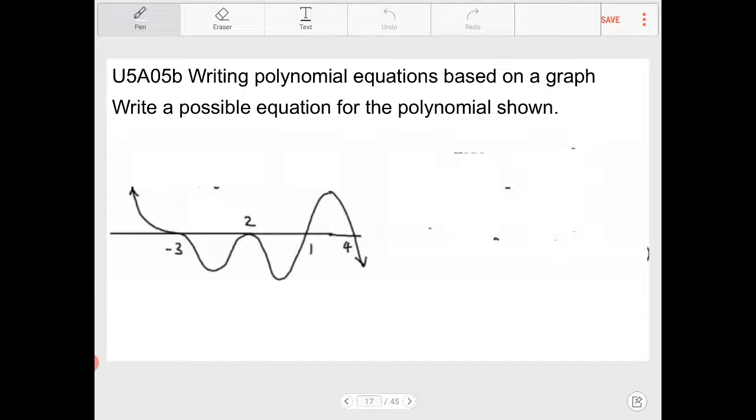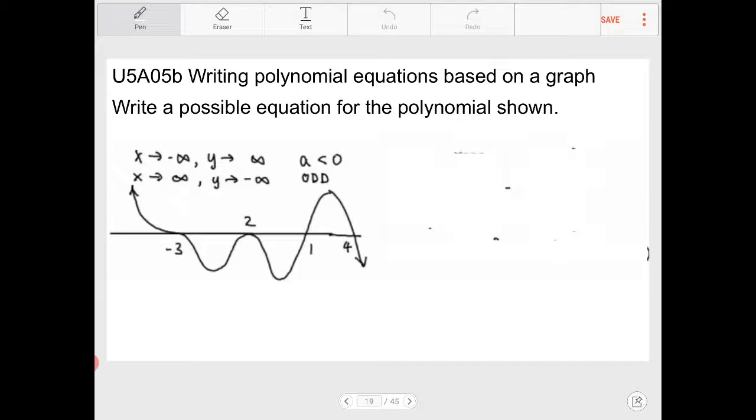So looking at this, again, I see that I have odd degree behavior because the end behavior is heading in the opposite direction. However, because of the way in which the graph is heading, when x is heading towards negative infinity, y is heading towards positive infinity. This is telling me that the leading coefficient must be negative as a result. This is an odd degree polynomial with the leading coefficient being negative.